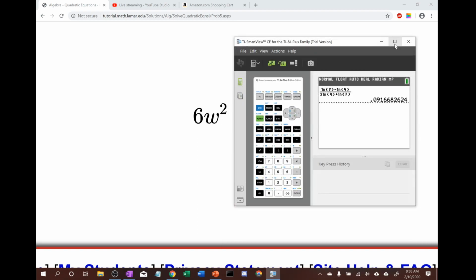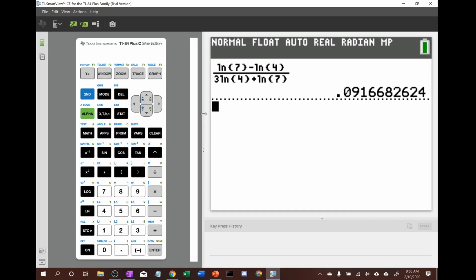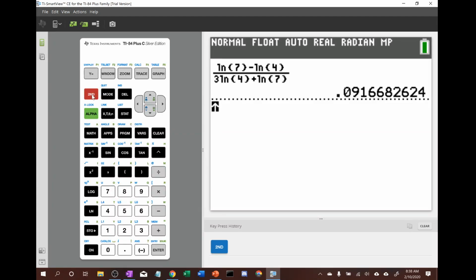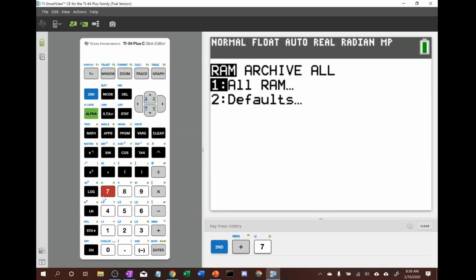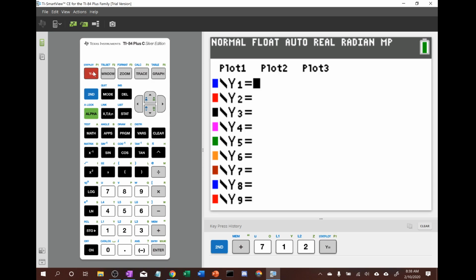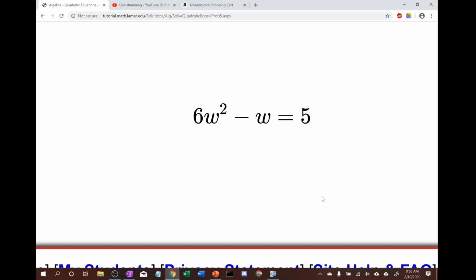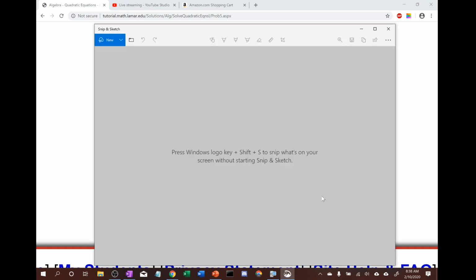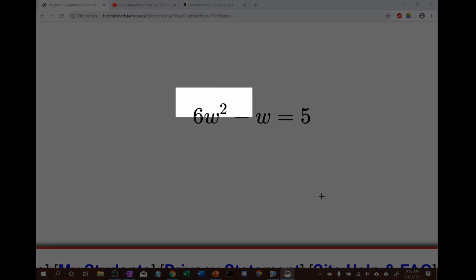Make sure the very first thing you do when you use the calculator is clear the memory. Second, plus, 7, 1, 2, that's right. Okay. Now hit y equals. Okay, let's ask ourselves a question. Selves, can we stick this into y equals in its current form? No. Why not? Because it's not equal to 0 or it's not in y equals form.